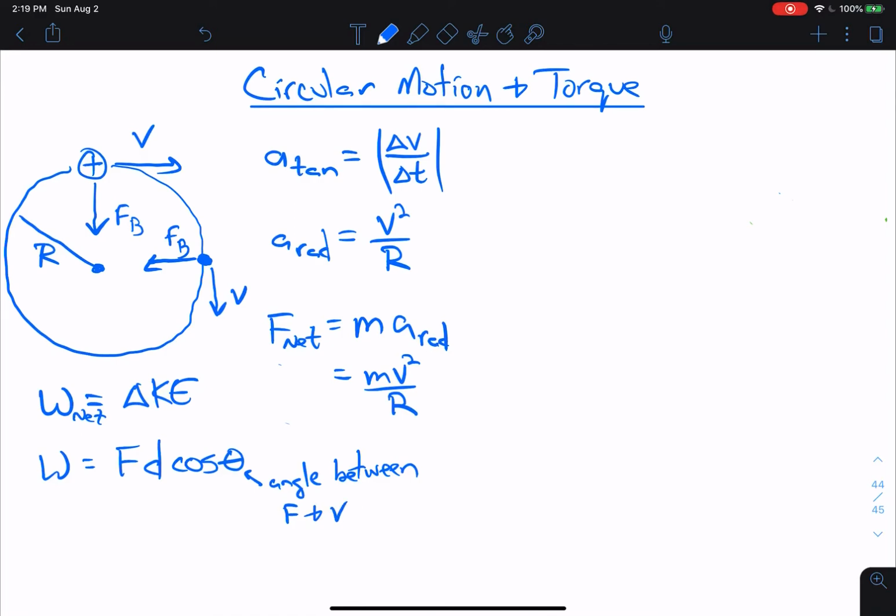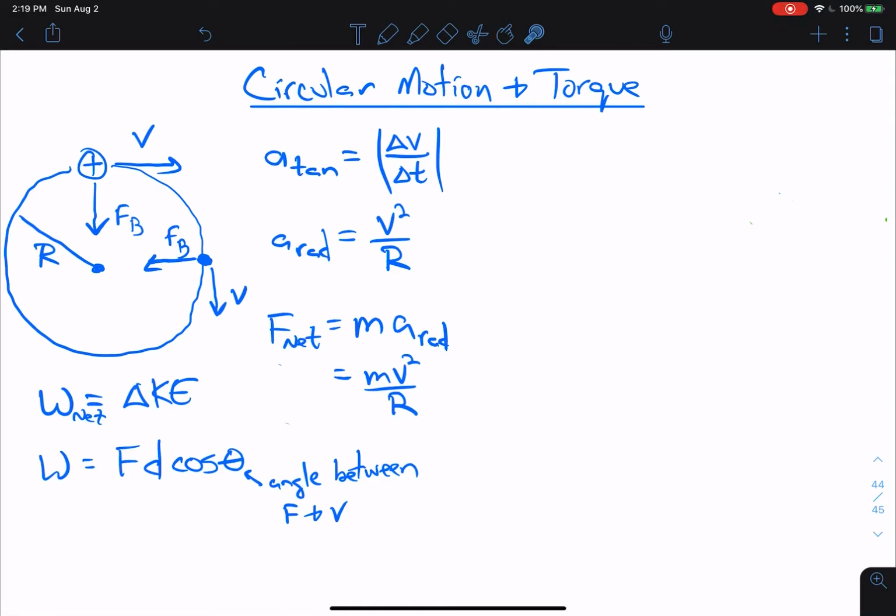And I want to stress that in this formula, this force could be an individual force, such as the normal force, or it could be the net force. It could be either one. And this is the distance over which the object travels while the force is being applied.